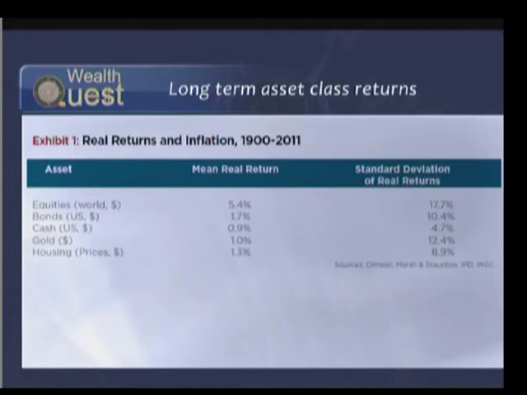Just have a look at your screen quickly. We're looking at long-term asset class returns here from 1900 to 2011, and it looks at equities, global equities, bonds, cash, gold, and housing. And if you have a look at the mean real returns, that means they are after inflation. Have a look at some of those returns, and then on the right-hand side of the screen, you'll see the standard deviation of those real returns.